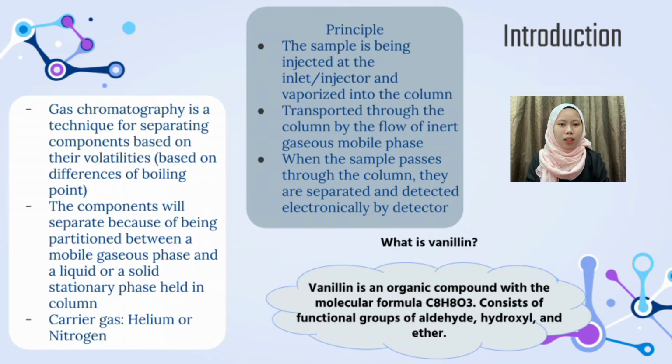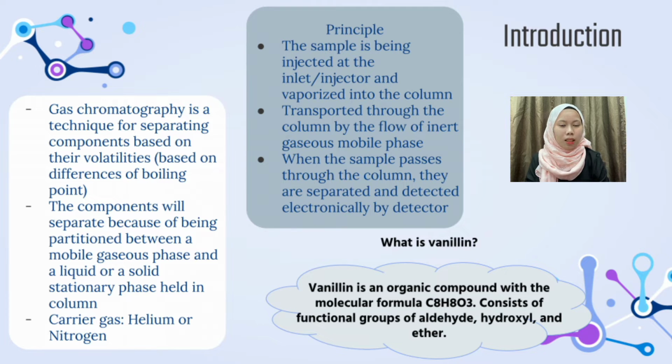Gas chromatography is a technique for separating components based on their volatilities, which means based on differences in boiling point. In this technique, components of a vaporized sample are separated because of being partitioned between a mobile gaseous phase and a liquid or solid stationary phase held in the column. The carrier gas is helium or nitrogen.